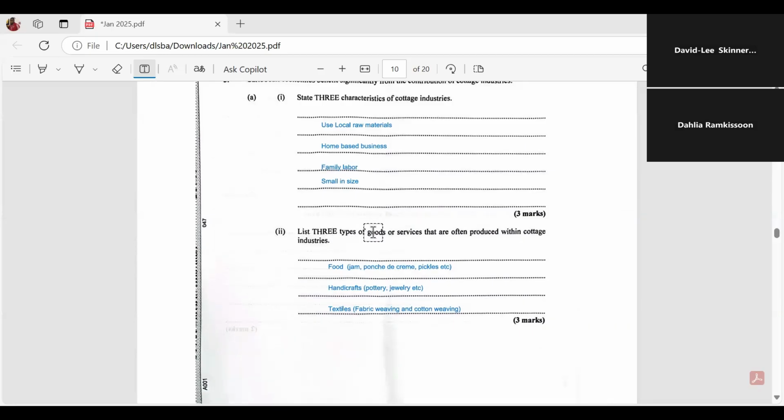Then he asks, list 3 types of goods or services that are produced within cottage industries. So he gave some examples here. So you have like food, notice I put the Pontchartrain there. Jams. Some people just make homemade jams. They could do pottery, jewelry, stuff like that. They can do fabric. There are people who do waist beads and things using local material. Anything like that would work, right? You'd have to go into detail because you just say list.